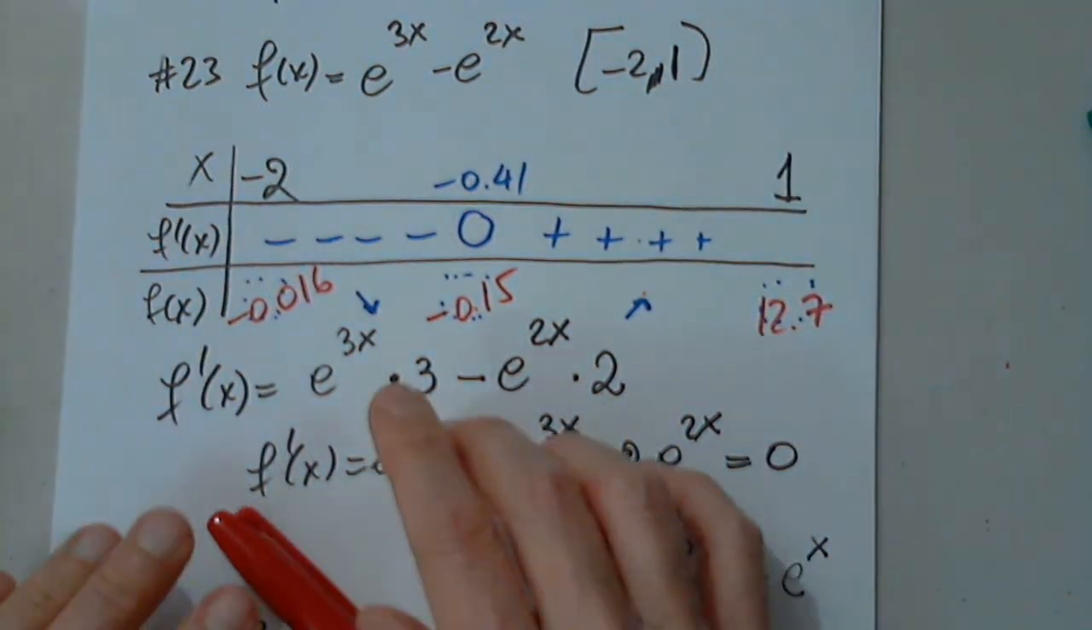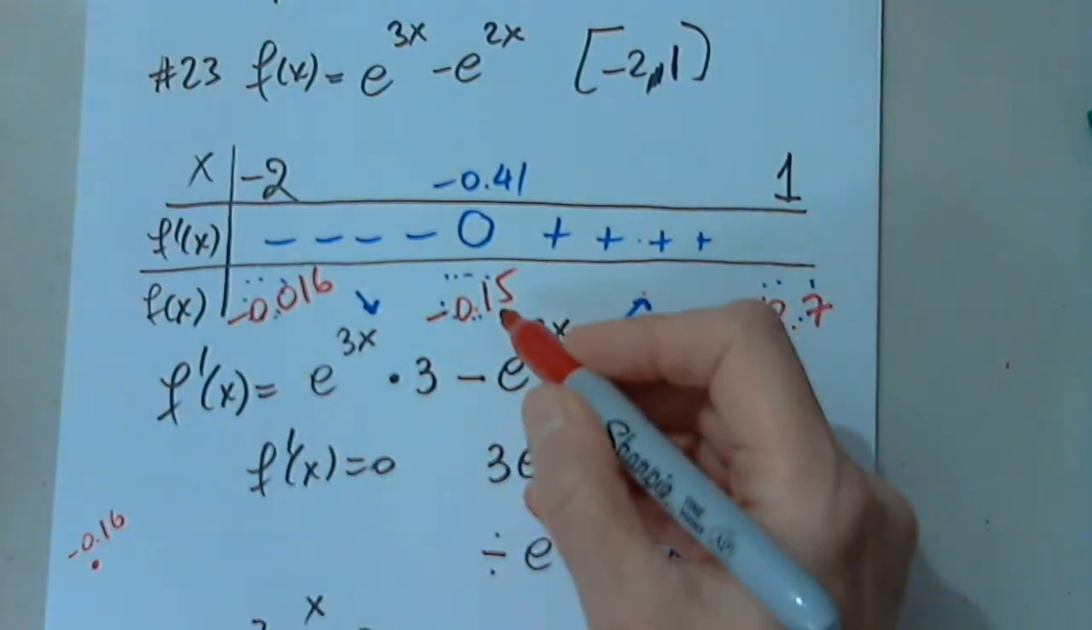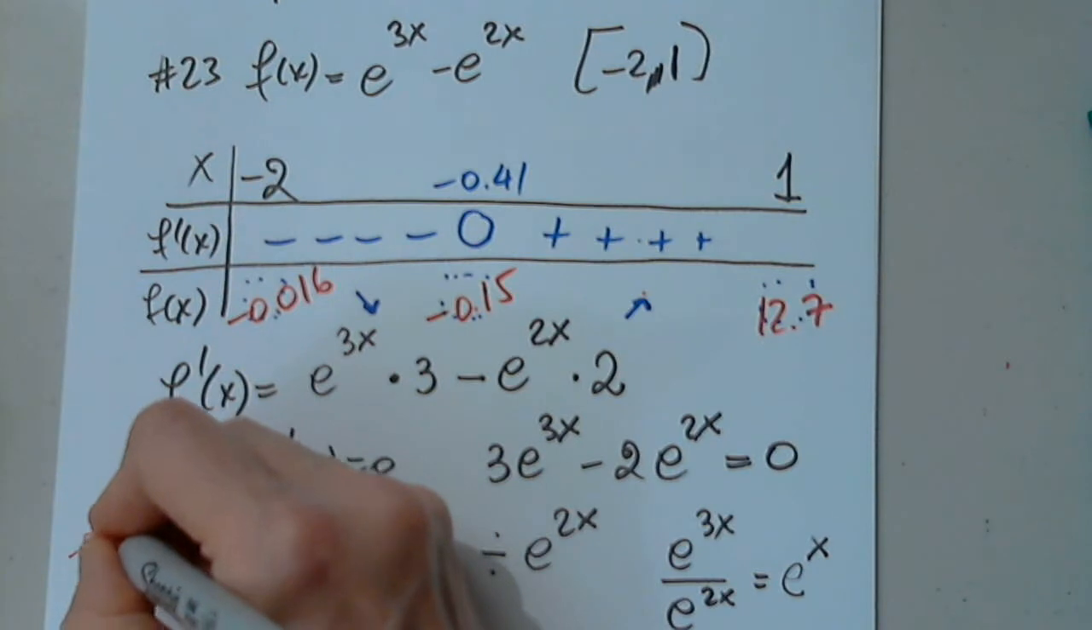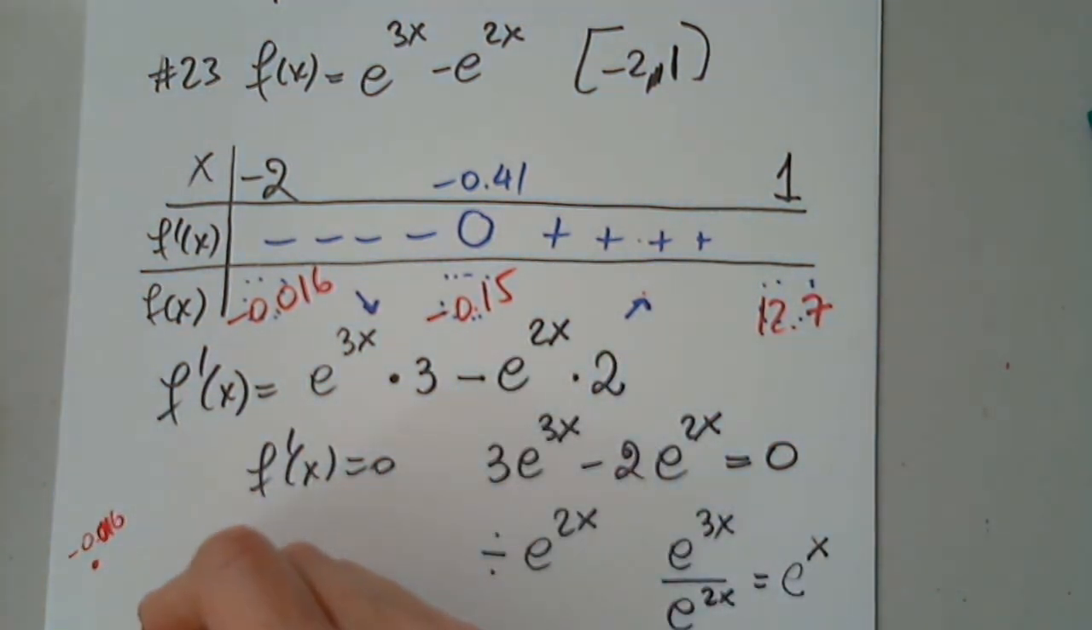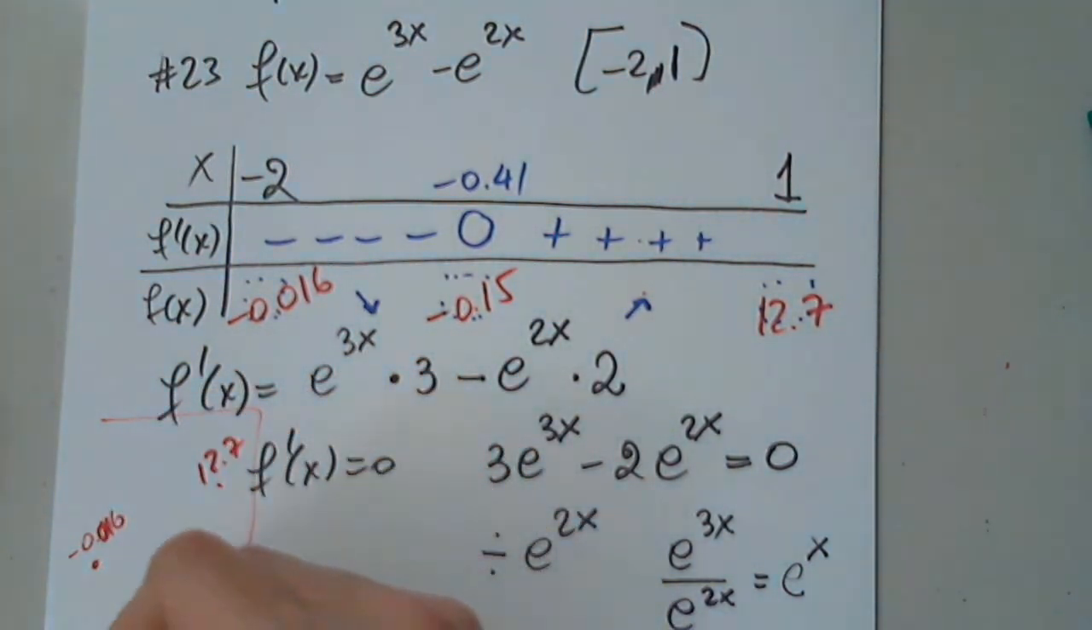So now imagine what we have. We have -0.016, we have -0.15, and we have 12.7. This is not the graph of the function. I'm just picturing those numbers so we can make a decision quickly.